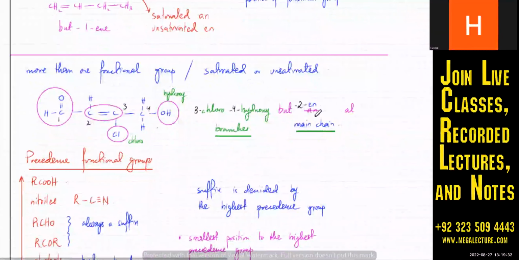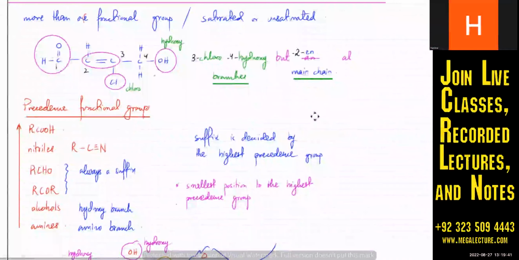What if you have more than one functional group? When you have more than one functional group, make sure that you know what the precedence order is. Carboxylic acid has the highest precedence. So if a molecule is a carboxylic acid, and it also has an alcohol, an amine, an aldehyde, or a ketone, the suffix is going to be decided by the highest precedence group.